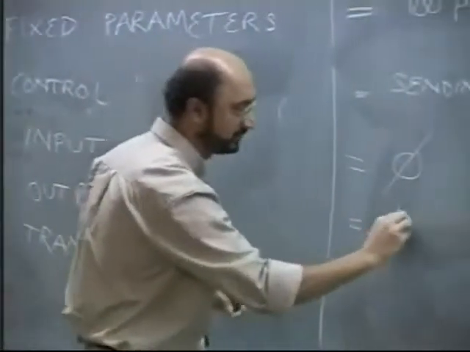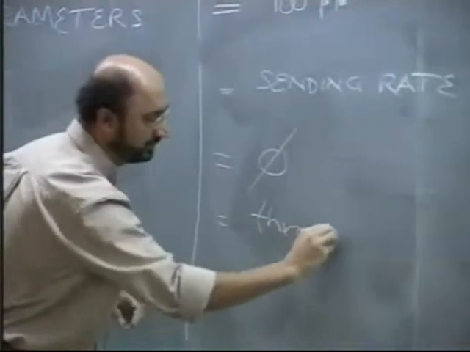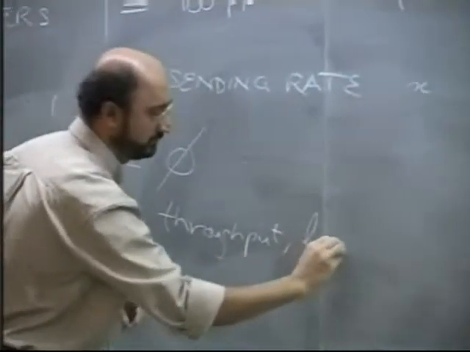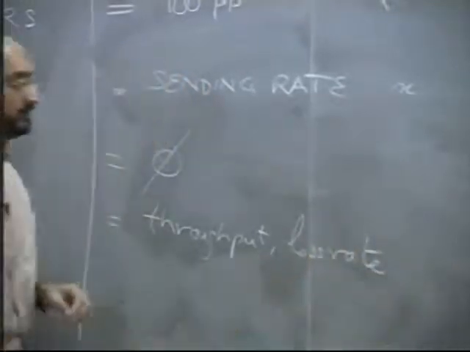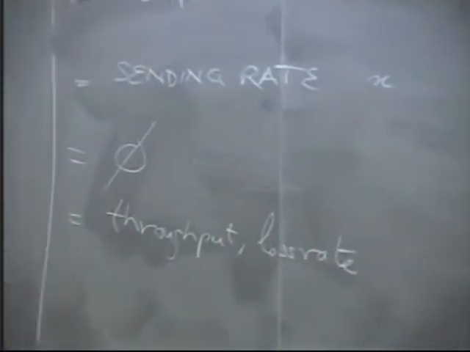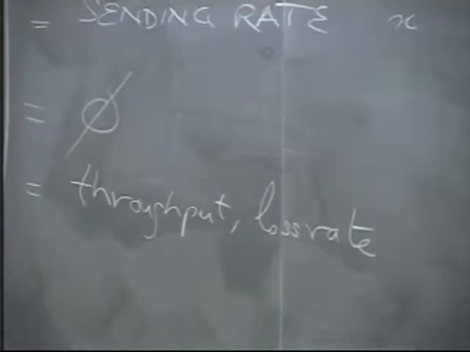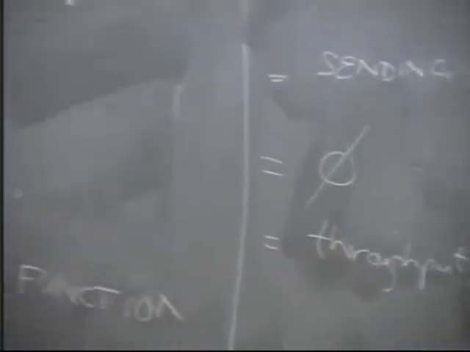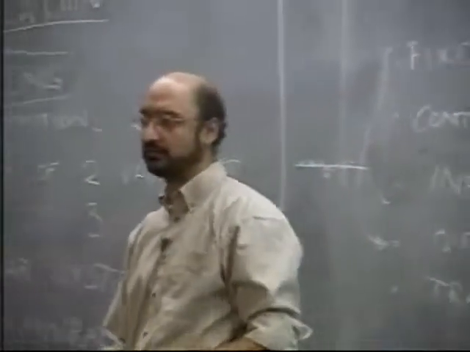That's right. So throughput, what do you actually carry? And then the loss rate. Right? So, for example, if I send 70 packets per second, my throughput is 70 and my loss rate is 0. If I send at 200 packets per second, my throughput is 100 and my loss rate is 100.